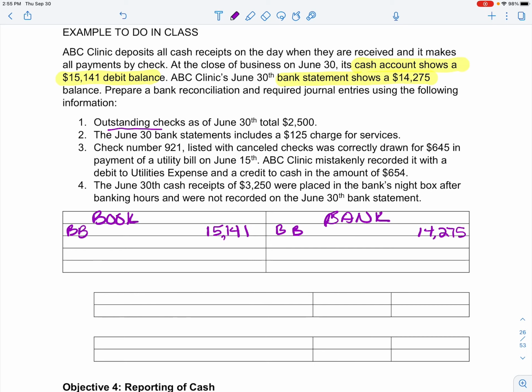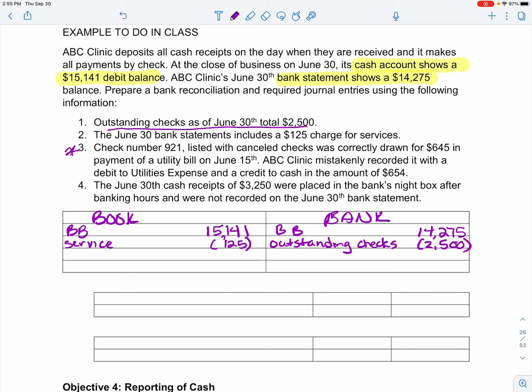Then we'll read through these. They said there's some outstanding checks as of June 30th. Again, that's a bank difference. We have outstanding checks. These checks are going to need to be paid out of our bank. We already recorded them on our books, so we will subtract that $2,500. The next one says the bank statement has a $125 charge for services. We need to adjust the book side for $125.